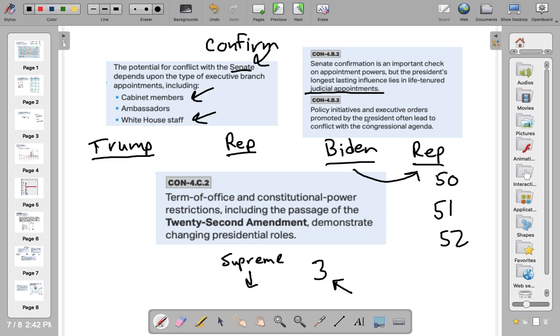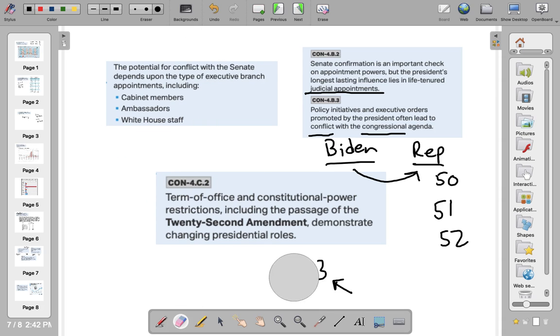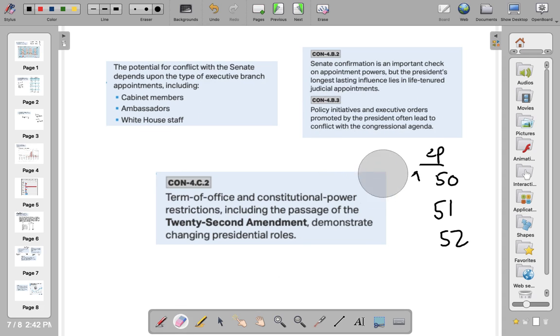It's hard to say. Okay, policy initiatives and executive orders promoted by the president often lead to conflict with Congress. Of course, we know that if the president wants to do things that are different than what Congress wants to do, there will be conflict. For instance, Trump wanted to build a wall and have stricter immigration regulations, and Congress really did not want to. It's a source of conflict.